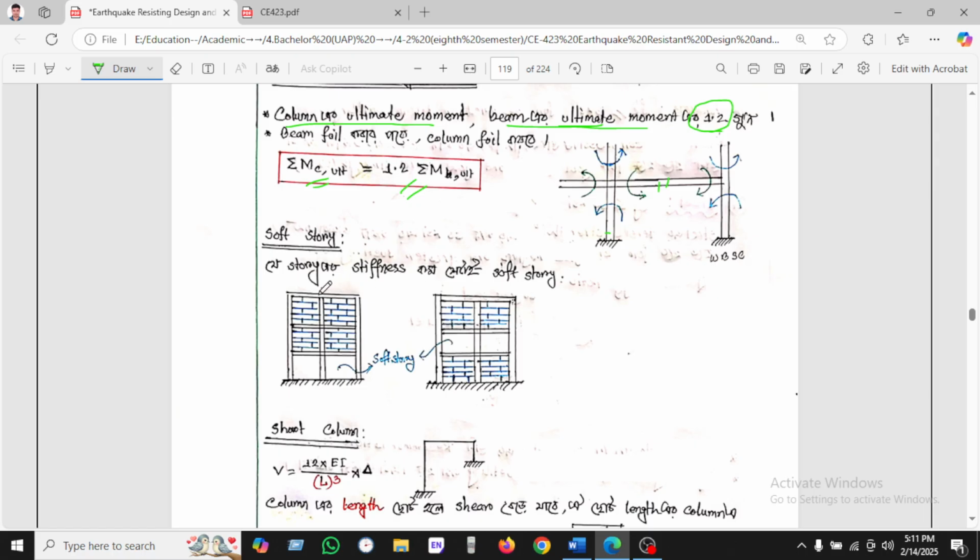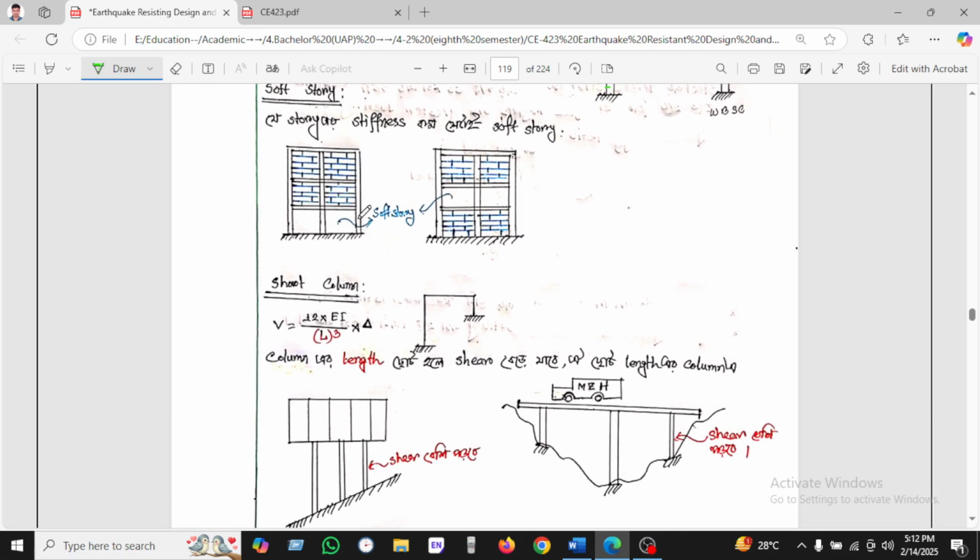Where the stiffness is less, we can see that this is the soft story. Here is the hollow; this story will be soft. On the other hand, this one is not hollow, so that story's stiffness will be greater than the other one.